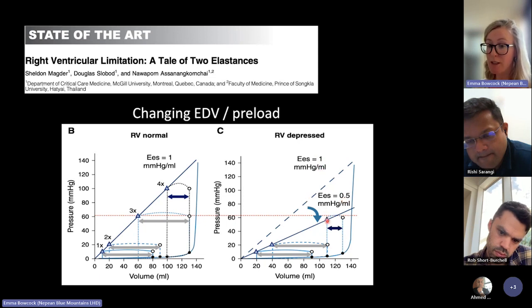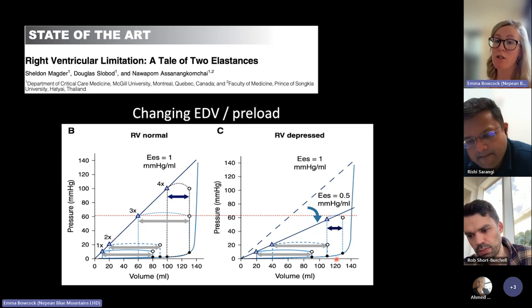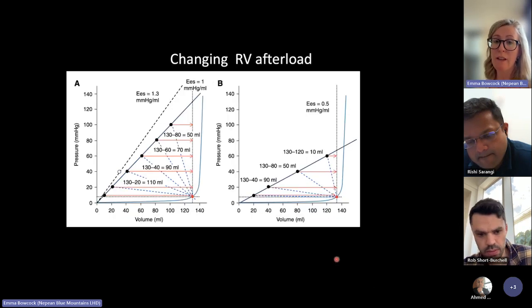We've brought this down, so therefore our stroke volume is reduced even further, right? So this is how changing preload and contractility reduces that function of our right ventricle. And then this is how changing afterload reduces it as well.